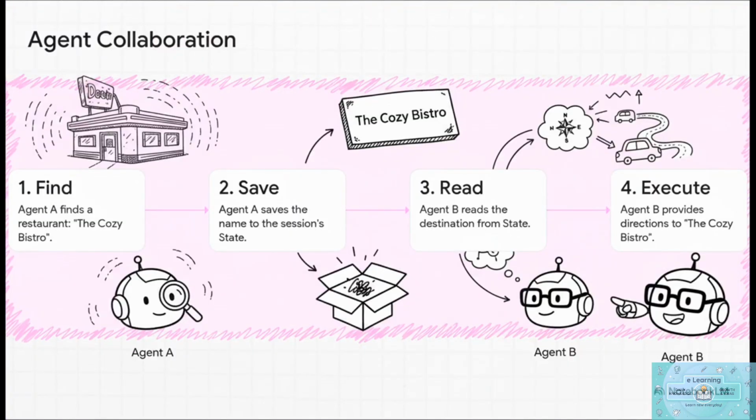And this is where state becomes a real powerhouse, especially when you have a team of specialized agents working together. So imagine Agent A. Its job is to find restaurants. You ask it for a place, and it finds the Cozy Bistro. Now, instead of just telling you, it also writes the Cozy Bistro onto that shared sticky note, the state. Then Agent B, a totally different agent that gives directions, gets a request. It doesn't have to ask you directions to where, it just glances at the sticky note, reads the destination, and gives you the directions. It's absolutely seamless.